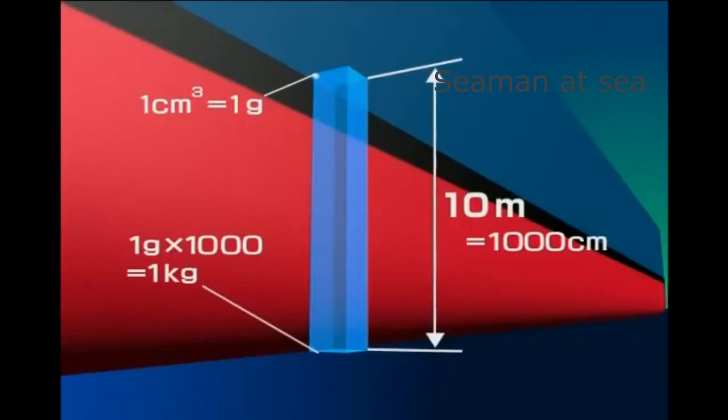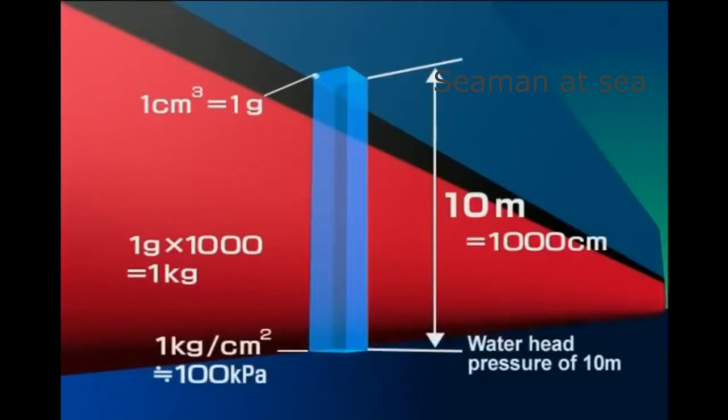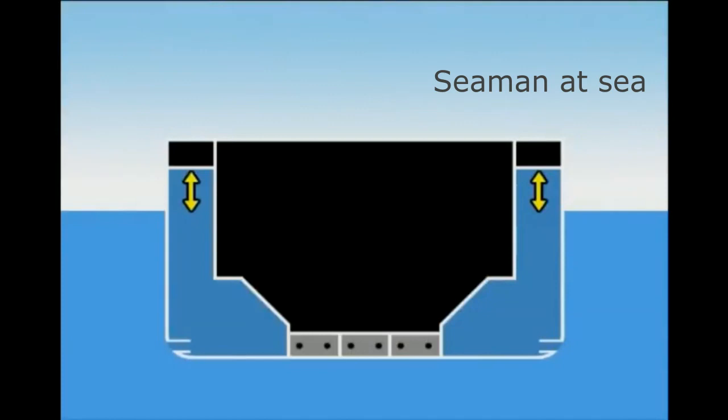Therefore, the water pressure placed on the basal plane is 1 kilogram per square centimeter. This pressure is referred to as 10-meter water pressure head. In other words, water pressure head means pressure translated from the height of a water column. When the water level inside the ballast tank is higher than that of the seawater outside, ballast water can be discharged by gravity, thanks to the water pressure head inside the tank.